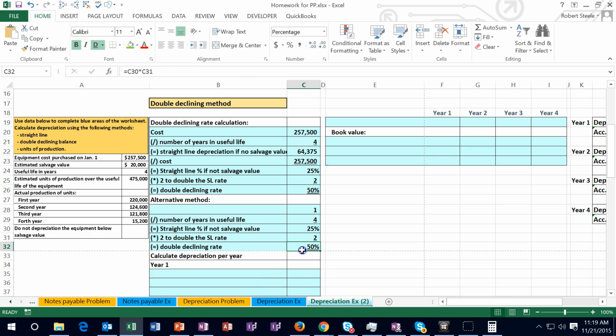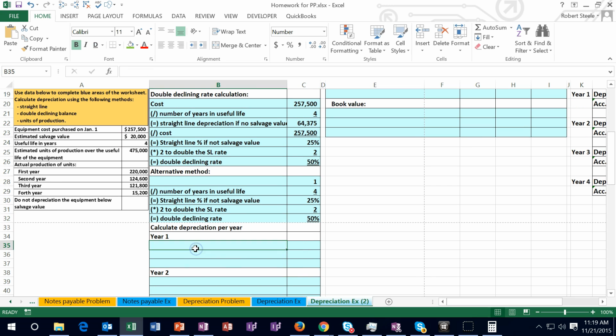Now that we finally have that though, we can now calculate the double declining depreciation for each year. So we're going to start off with year one. Year one's really simple once we have the double declining rate. We're just going to take the cost, which is 257.5, and multiply it times the double declining rate. And what is the double declining rate? It equals that 50%. That is the double declining rate.